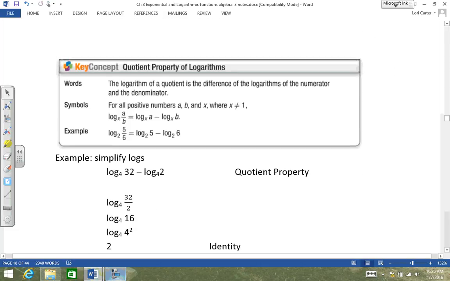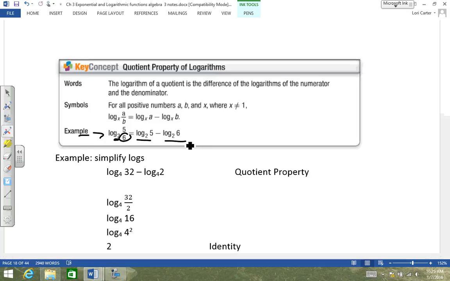All right, next one, quotient properties. We go through these properties one at a time, then we're going to put them all together. Now, when you are dividing, what are we really doing? Subtracting exponents. So if I have 5 divided by 6, I'm really taking the log base 2 of 5 minus the log base 2 of 6. The division means subtraction. Good?